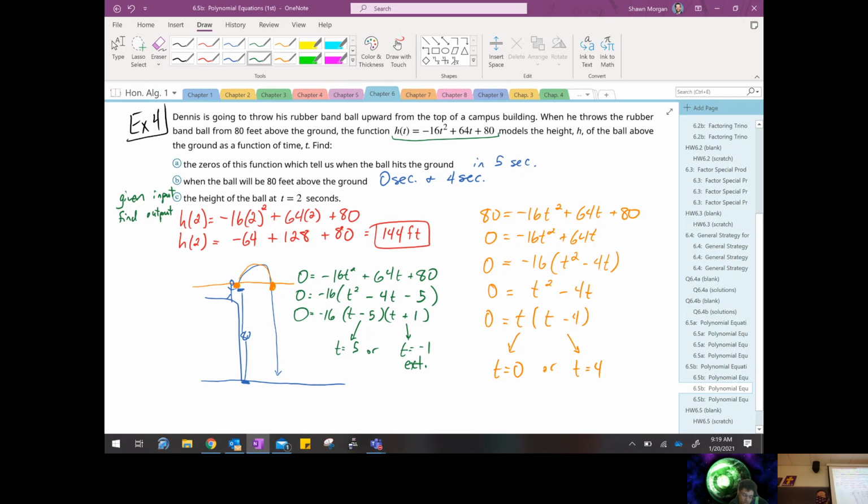Okay, the hard part is finding the input to match your particular output. Okay, in other words, it's easy to solve for y. It's hard to solve for x.